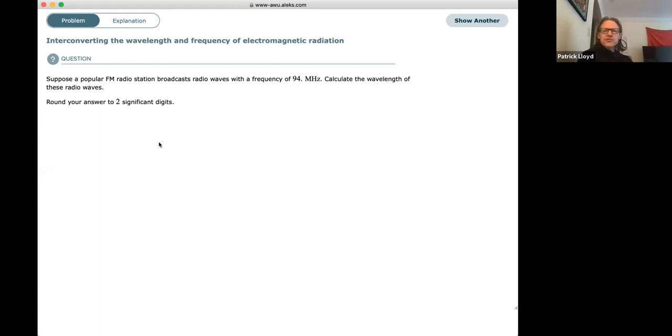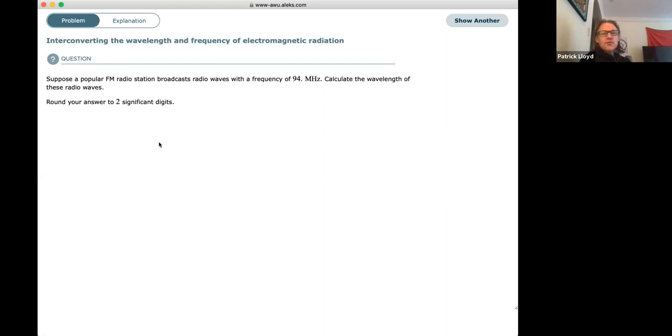Okay, so let's take a look at this first one. Interconverting the wavelength and frequency of electromagnetic radiation. Suppose a popular FM radio station broadcasts radio waves with a frequency of 94 megahertz. So that's pronounced 94 mega. Mega is a prefix, right? Megahertz. The Hz stands for hertz. So that's a measure of frequency, megahertz. We'll talk about the units in a moment. Calculate the wavelength of these radio waves and round your answer to 2 significant digits.